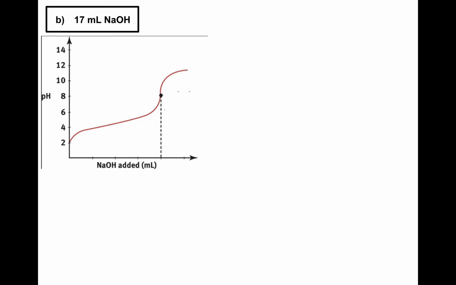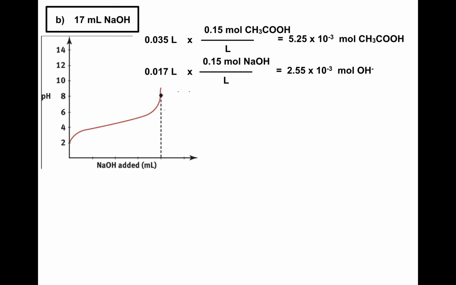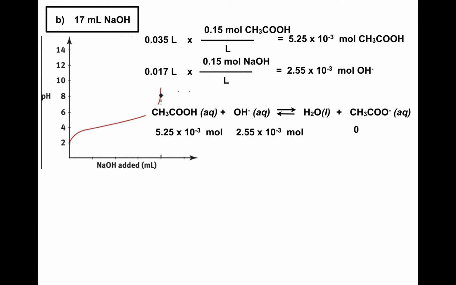All right, so 17 milliliters of sodium hydroxide is added to the 35 milliliters of acetic acid. So the first thing you do is use the molarity and volumes to convert to moles of acetic acid and moles of hydroxide, and then it's a neutralization reaction. This goes to completion. Really, I should have only put in 1 arrow. We treat this like it goes to completion. So I look at what the limiting reactant is. In this case, it's hydroxide.